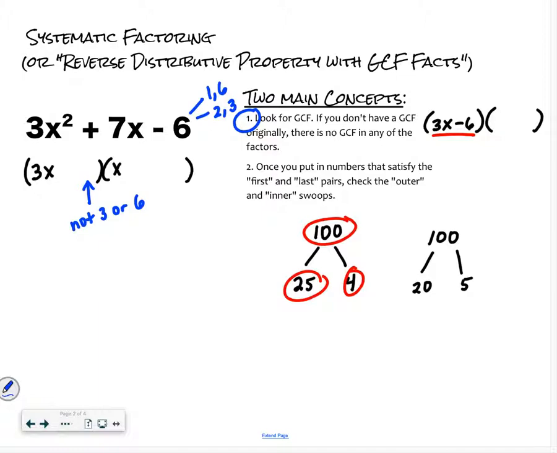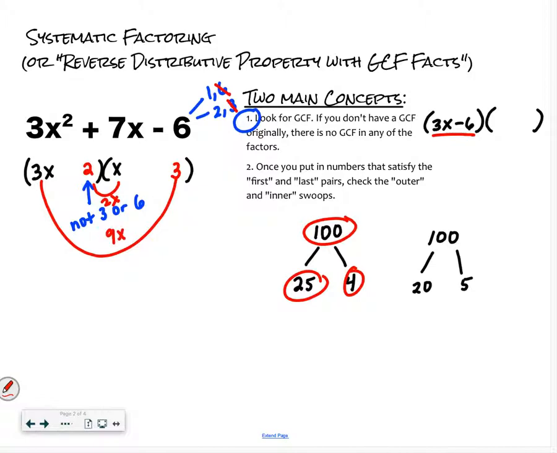So that leaves two possibilities. I can't have the 6, I can't have the 3. I can only have a 1 or a 2. So if I put the 2 here, that means I would need a 3 on the last term. And if I look at my outer and inner swoops then, I'm going to have a 2x and 9x. And I usually leave the signs off.